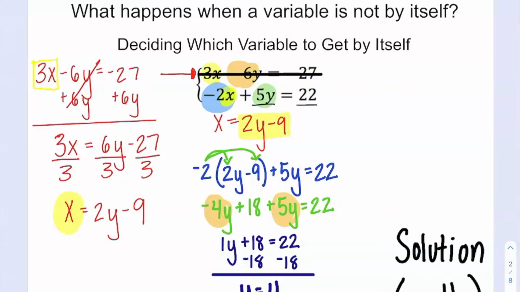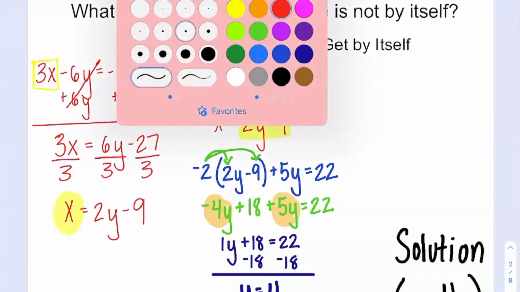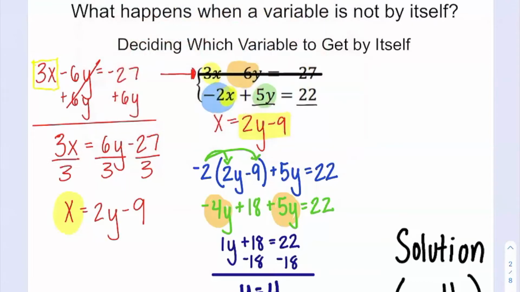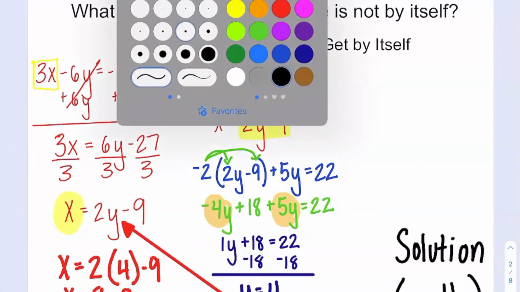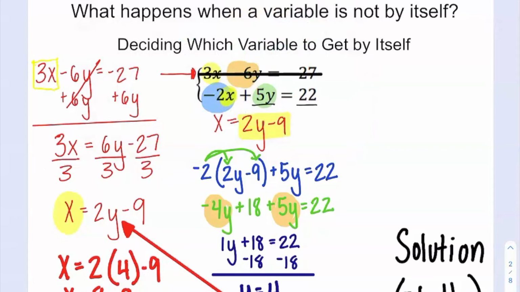In order to get my x, we are able to plug this in to the equation that we rewrote, because x is equal to 2y minus 9. Now we know x is equal to 2 times 4 minus 9. 2 times 4 is 8. 8 minus 9 is negative 1. The x-coordinate of our solution is negative 1.